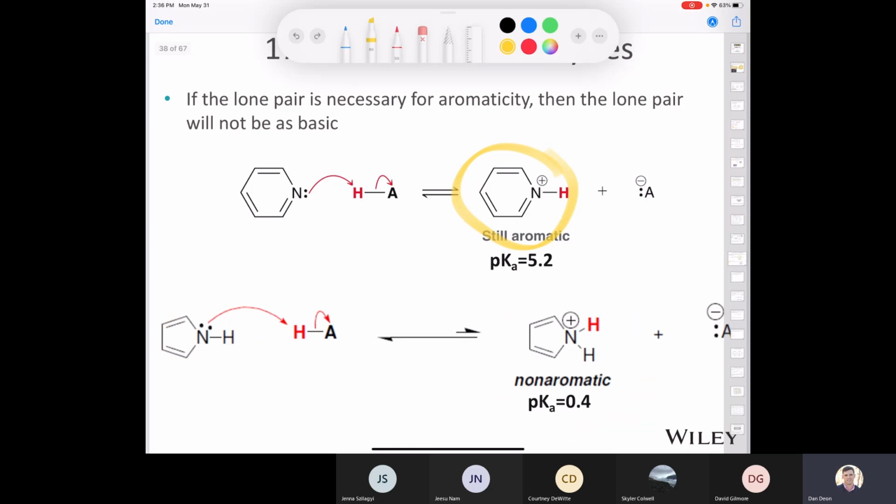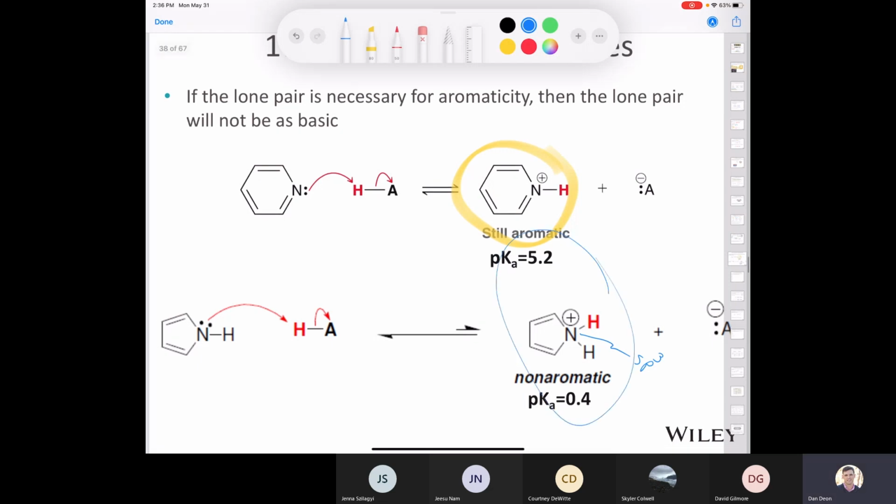It doesn't have a continuously overlapping system of p orbitals because now this nitrogen is sp3 hybridized, but it's got a really low pKa. It's really acidic. Why? It's 10 to the power of 5 more times acidic. What's that? 100,000 times more acidic than the pyridinium ion. Why? Because if it donates that proton, it's going to go back here and become aromatic.